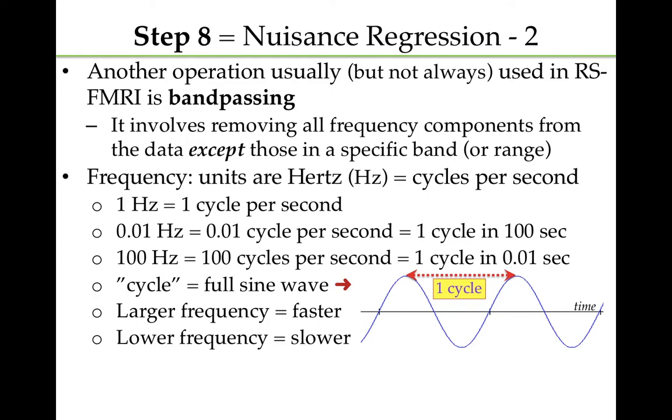1/100th of a hertz is 100th of a cycle per second, which is to say 1 cycle in 100 seconds. And the opposite, 100 hertz is 100 cycles per second, which means 1 cycle in 0.01 seconds. So a larger frequency means things are happening faster, and a lower frequency means that things are happening slower.